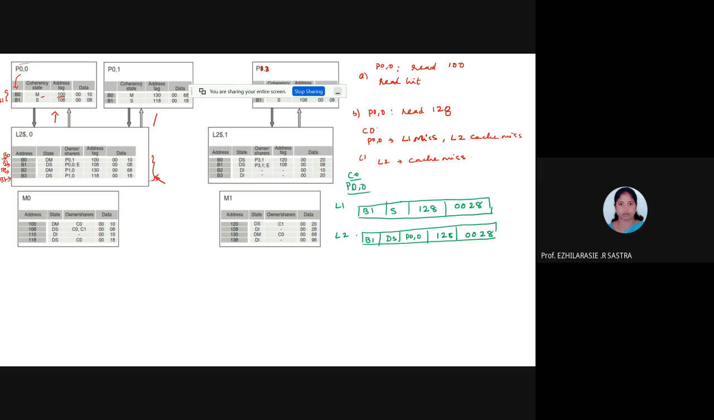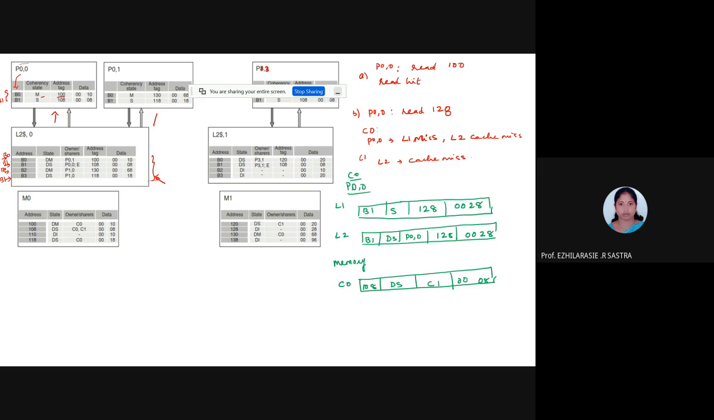This is with respect to L1 and L2. Now, what has to be done? After doing this, the memory state should also be changed. So when you take the memory, so far 108 is shared by where? Here it is shared. But currently it is not shared because it is replaced with 128. So in this address 108, the directory is shared by only the C1 chip, not by the C0 chip anymore.